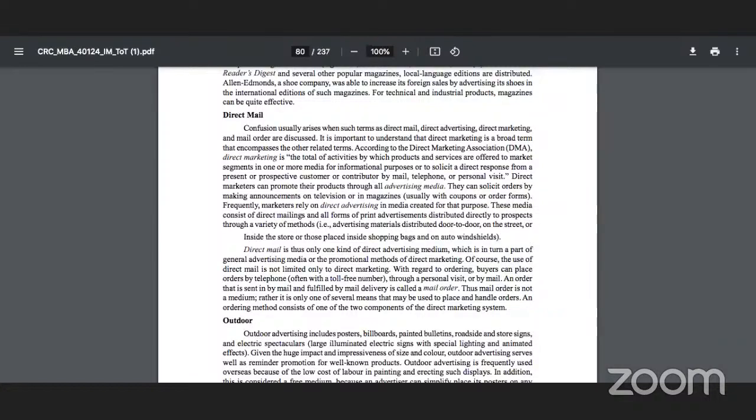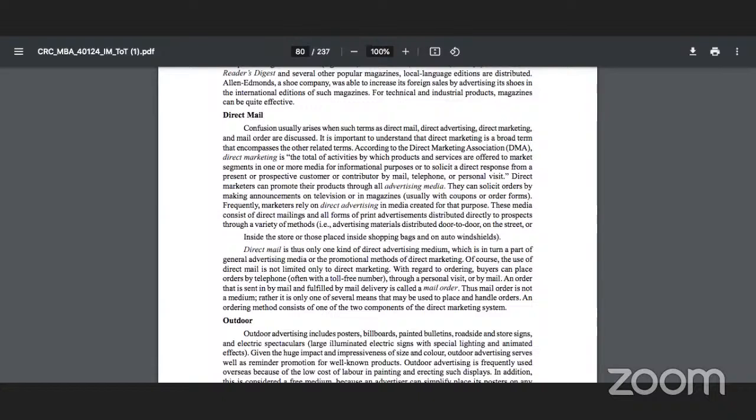Next one is direct mail. So confusion usually arises when such terms as direct mail, direct advertising, direct marketing, and mail order are discussed. So we will go with the most common term that is offered by the Direct Marketing Association or DMA. As per them, direct marketing is the total of activities by which products and services are offered to market segments in one or more media for informational purposes or to solicit a direct response from a present or prospective customer or contributor by either mail, telephone, or personal visit.